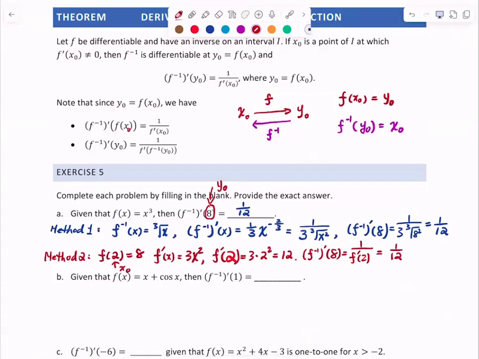Okay, so if you know the inverse right away, you don't have to use this new formula. This is like a long way to get the answer. But it's extremely useful like in doing the next problem. What is the inverse of x plus cosine x?